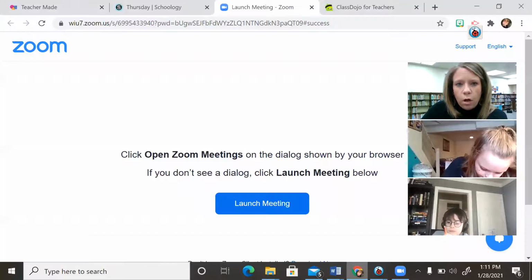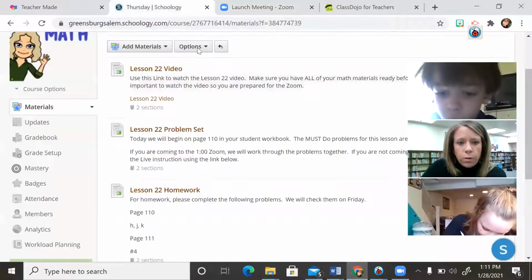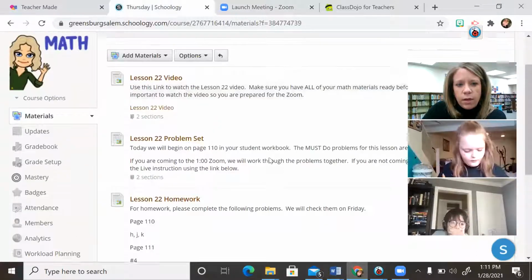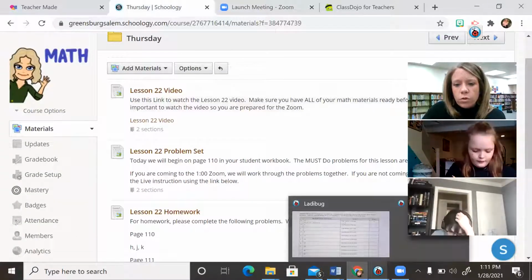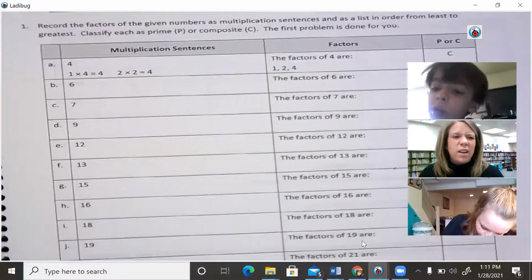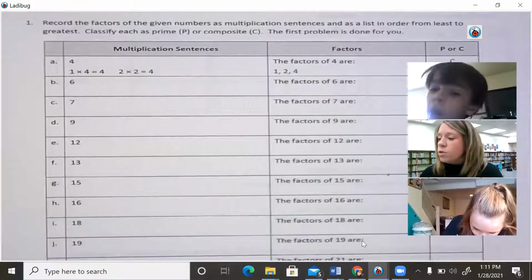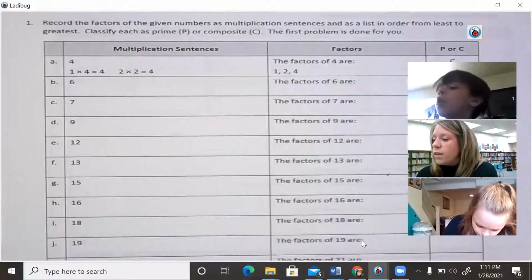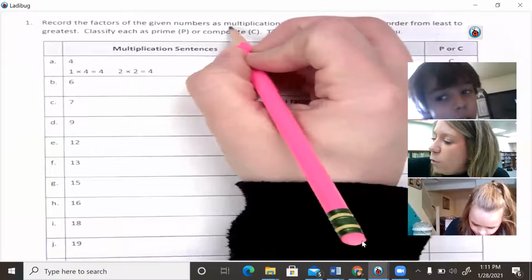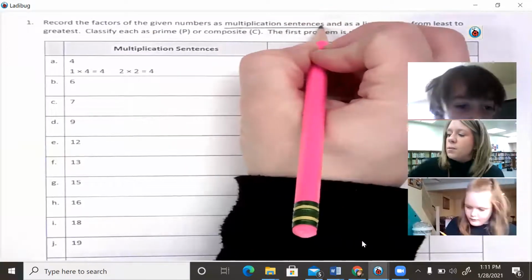Okay, and we don't have to do all of these. So I'm going to circle the ones that we need to do. Actually, I didn't even write them on here. We're just going to go through some. I wasn't sure how tough this would be for us, so I didn't put any down. Okay, so the directions say record the factors of the given numbers as multiplication sentences. So go ahead and underline where it says multiplication sentences.